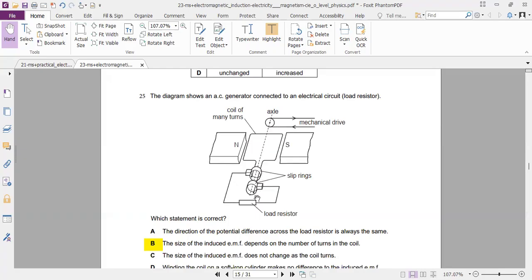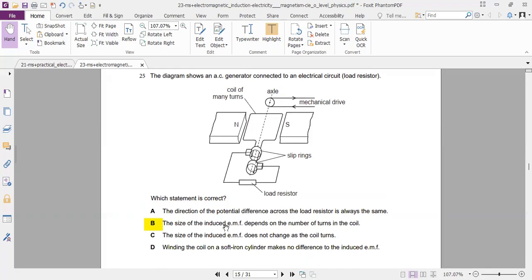So which statement is correct? Let's rule out the wrong ones. The direction of potential difference is always the same. No, because it will change, since this is an alternating current generator. Size of induced EMF does not change as the coil rotates. It does change. It increases. Winding makes no difference. It does, because more winding means more current.